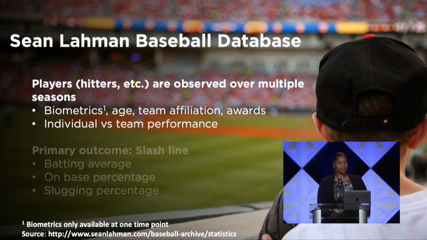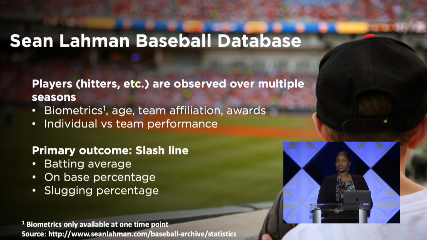Sean Lehman has a baseball database that is a fantastic example of longitudinal data collection. His data set has information about players in various roles and positions going back to about 1871. These data are available in the R package called Lehman. When you install the package, you'll automatically get access to all of those data sets. But you could also visit his website and download those as CSVs. When we load the tables, we get information about how well the players performed, how well their teams performed as a group, whether they won any awards, whether they switched teams, all sorts of great information about the players.